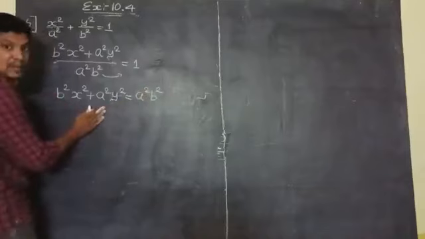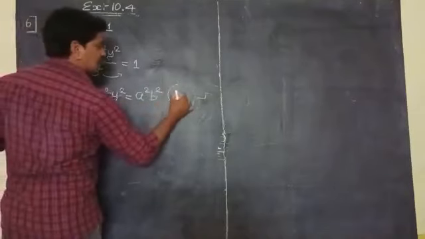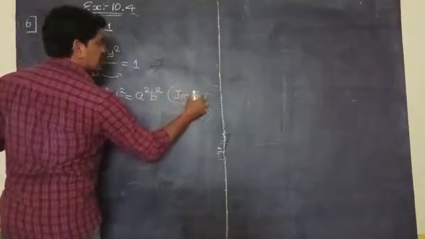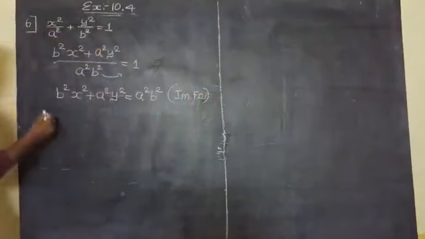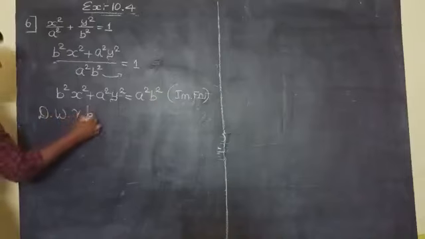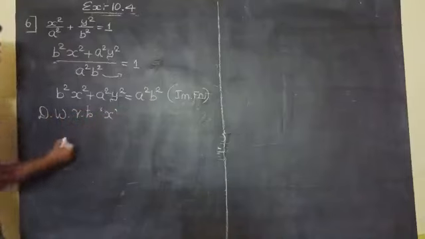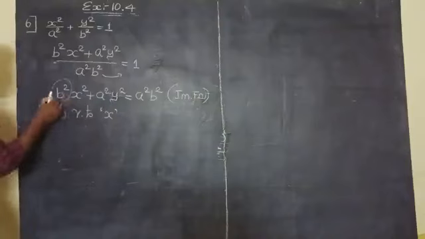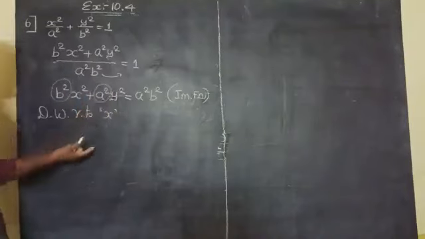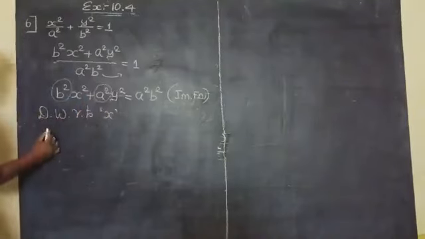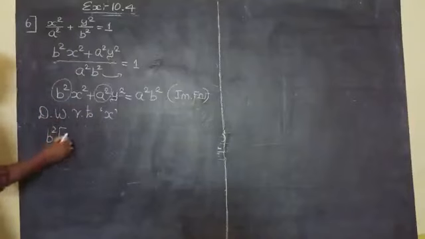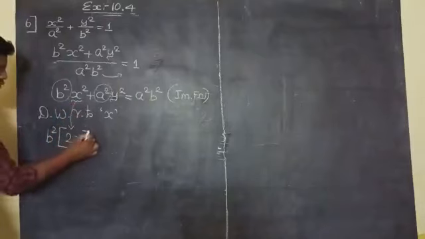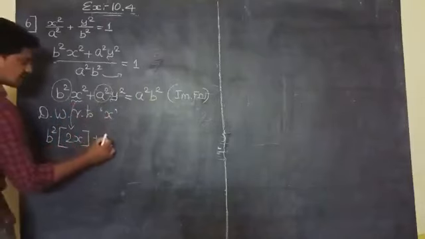This is called the implicit function. Now differentiation with respect to x. Here b square, a square all are constant. Here b square into differentiate the function x square is 2x, plus a square is constant.